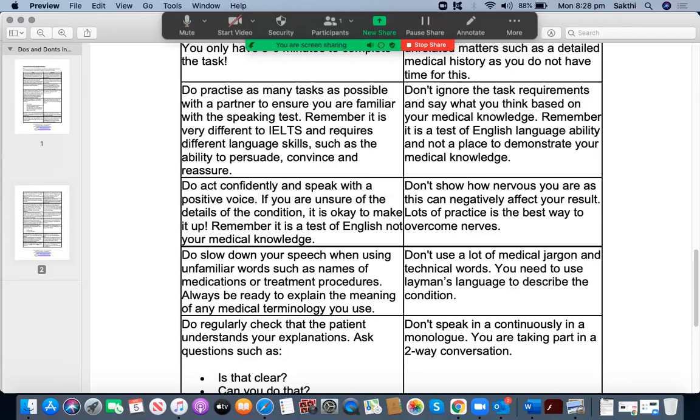All right, the next one is you should not show how nervous you are, as this can negatively affect your result. Lots of practice is the best way to overcome nervousness. Many students find it nerve-wracking because in the real examination, you may feel that the interlocutor or the examiner is going to pick up each mistake that you commit. It isn't the case. So you can assume that the interlocutor or the interviewer doesn't have good communication skills in English. So it can boost up your confidence levels and you can overperform.